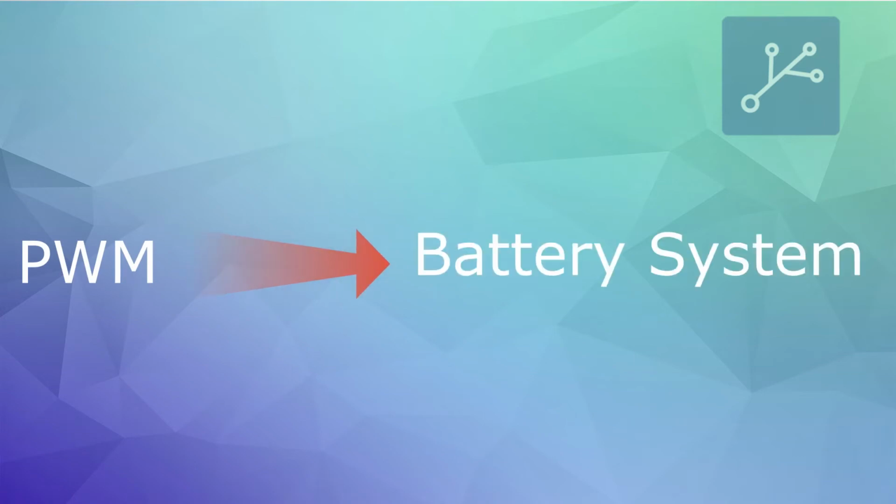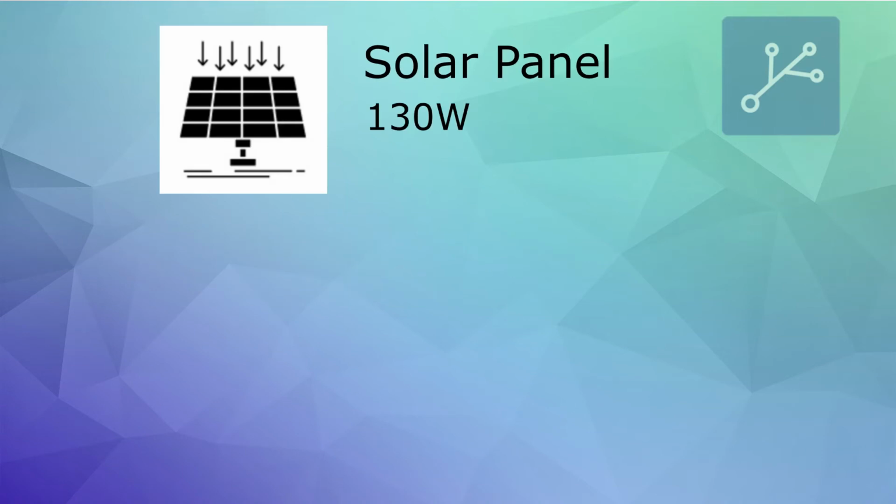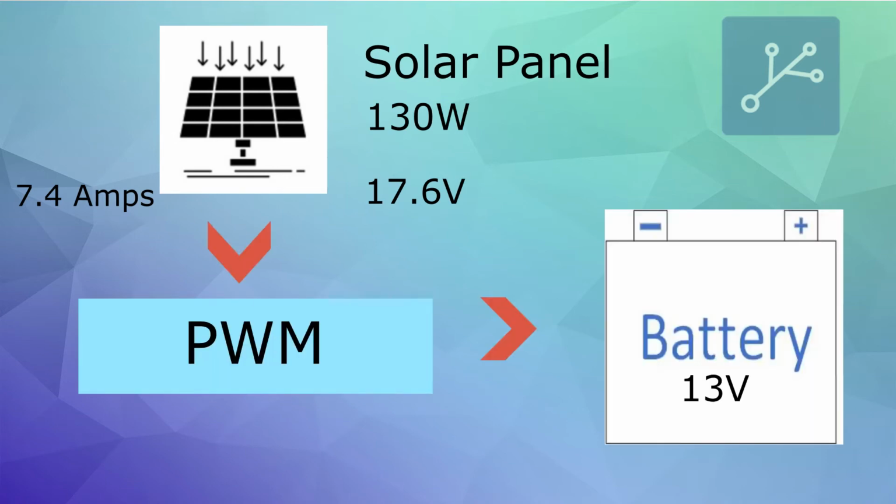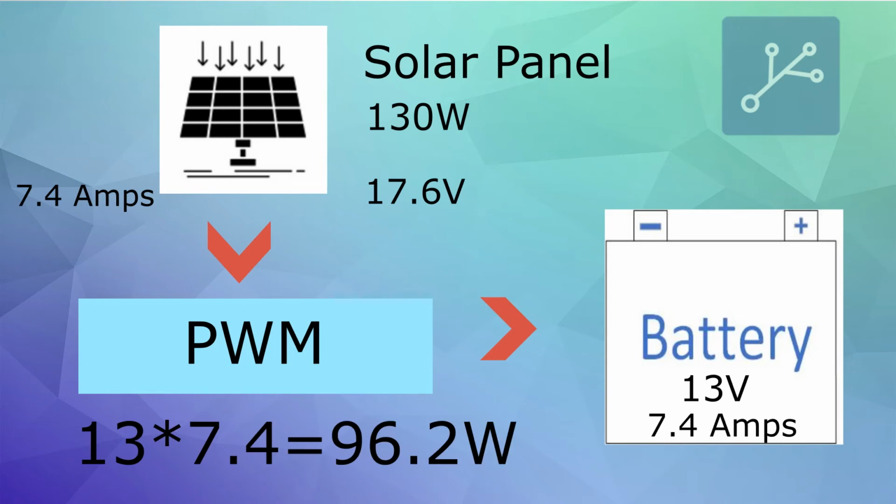Again, using a similar example as before, we've got a 130 watt solar panel, which has an output of 17.6 volts at 7.4 amps. Due to the battery resistance, however, if you were to try and charge that battery, so let's say we're charging at 13 volts, we're still only charging at that 7.4 amp output. And this goes to 96.2 watts. So we've lost quite a significant amount of power already just by using a PWM regulator.